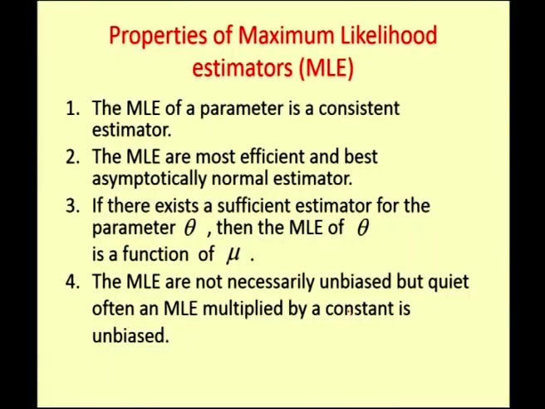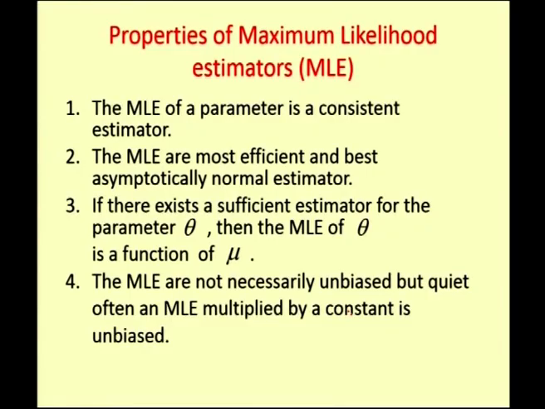Now, having learned the procedure to do the maximum likelihood estimator, let us discuss what the properties of maximum likelihood estimators are. The first property says that the MLE of a parameter is a consistent estimator. In my earlier classes, I have discussed what the properties of an estimator are. Hence here you find that MLE of a parameter is a consistent estimator.